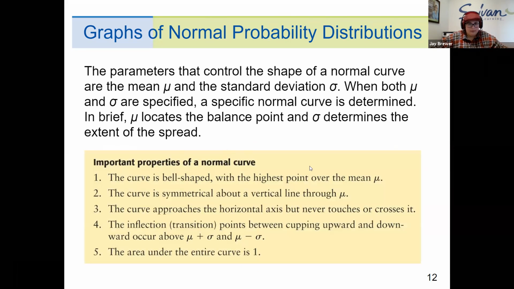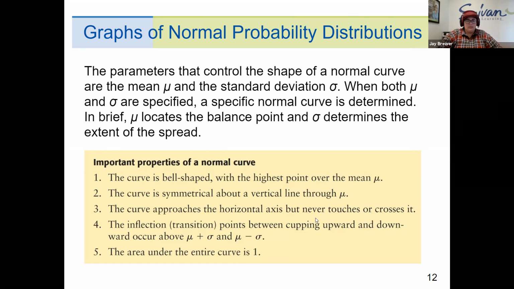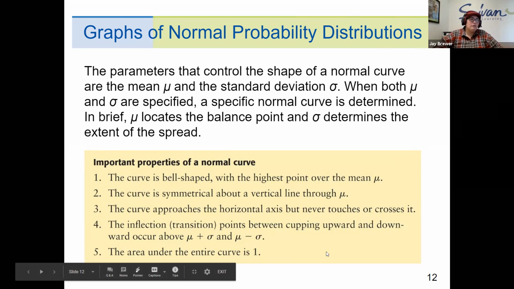Here are your properties, and you definitely want to write those out because you will have to know them for the exam. The curve is bell-shaped and the highest point is over the mean. The curve is symmetrical about the vertical line through the mean, and the curve approaches the horizontal axis but never touches or crosses it. The inflection or transition points between cupping upward and downward occur above mu plus sigma and mu minus sigma, and the area under the entire curve is equal to 1, right?